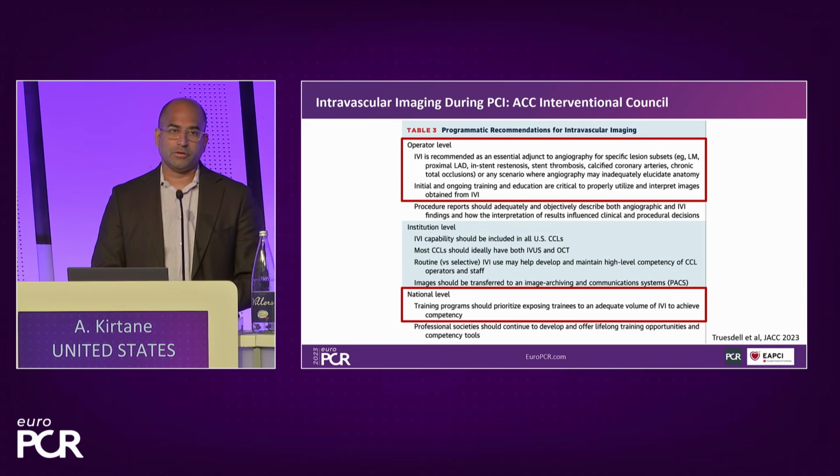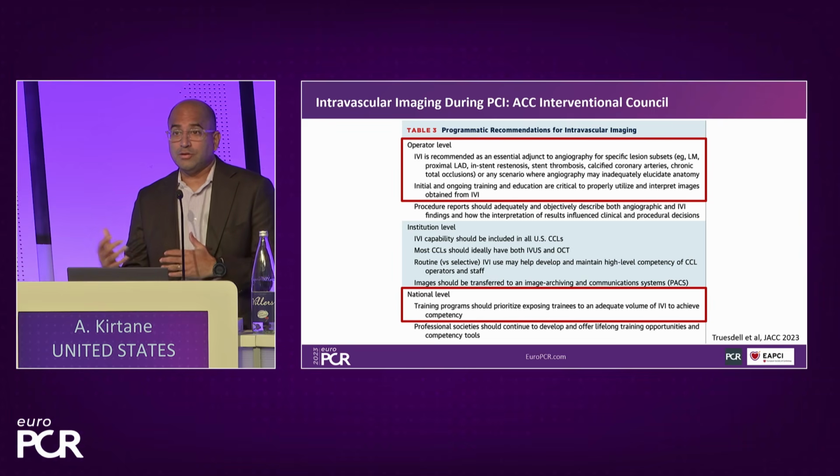Mirvat and I were fortunate to be able to write this document from the Interventional Council of the American College of Cardiology. So this is the American College of Cardiology Statement on Intravascular Imaging. It is recommended as an essential adjunct to angiography for specific lesion subsets. I won't go through them. It's all complex disease. But we also state you need to get trained.